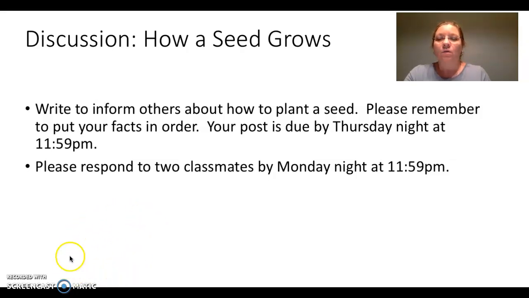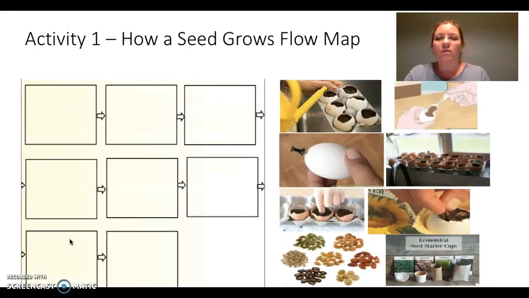So once you've done your discussion board, you want to look at your activities. The first activity is called How a Seed Grows, the flow map. And as you notice, you have your boxes there with your arrows, and you have some pictures to the side. Now you'll have some choices.